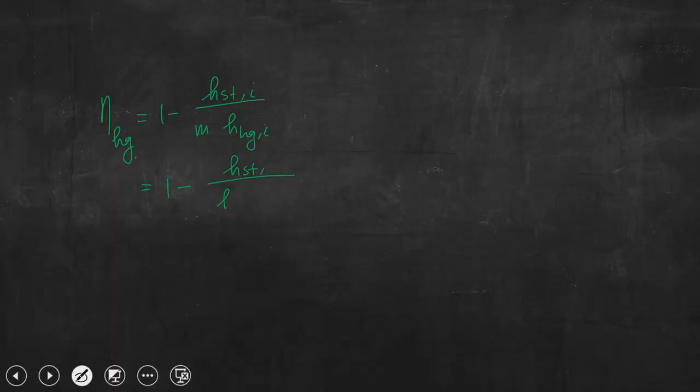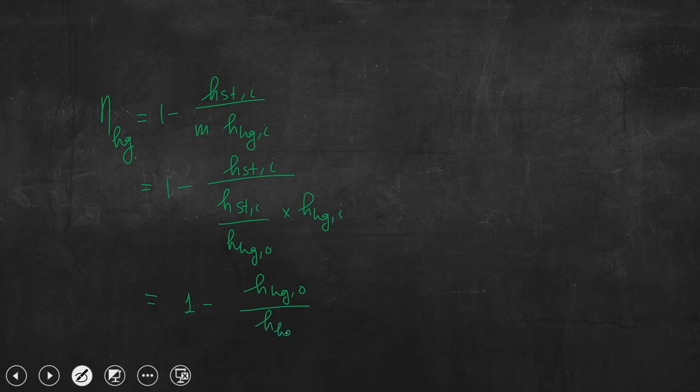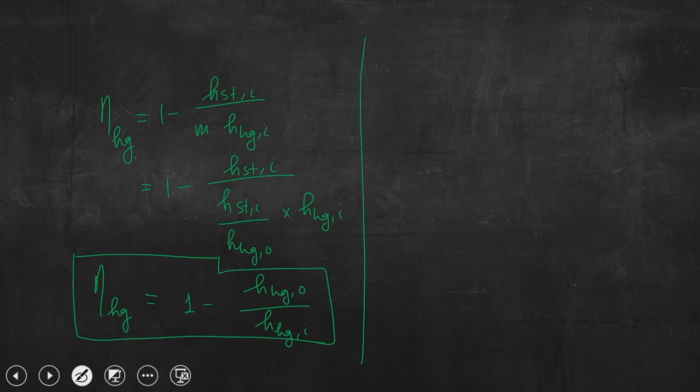So, if we plug in the value, this is I, this is also I. So, this is HSTI into HgI by HgO. We can go one step further and write this is 1 minus HgO divided by HgI. So, this is the efficiency of the mercury cycle in terms of the enthalpy that we can consider. From there we can write the thermal efficiency of the steam cycle.